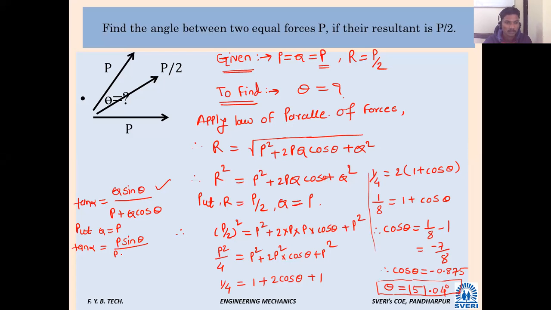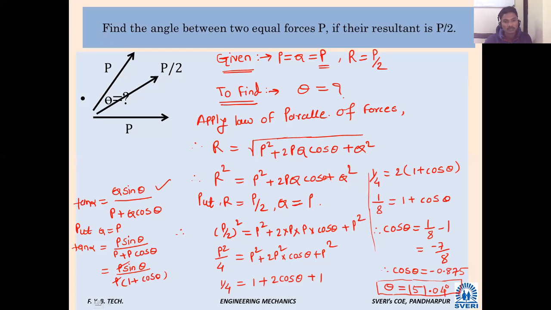P plus P cos theta. If I take P common, it is P sin theta divided by P into bracket 1 plus cos theta. So the P will get cancelled, and theta is known to me.